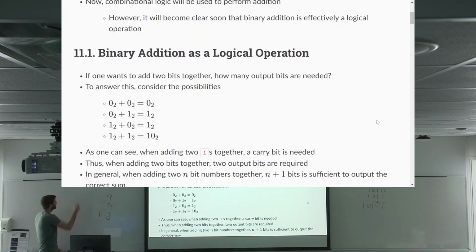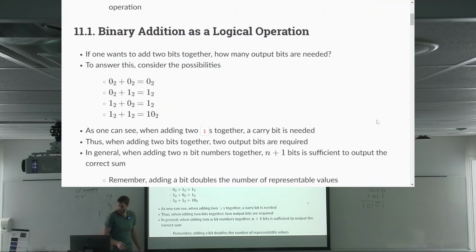9.99999, 9.99, right? We're going to just get closer and closer, but we can never really get there. Anyways, in the same way, it would work in binary. We would never need another bit. All right, so when adding two bits together, two output bits are required because one of those cases requires that carry bit. In general, when adding two n-bit numbers together, n plus 1 bits is sufficient to output the correct sum, like I was just showing you here.